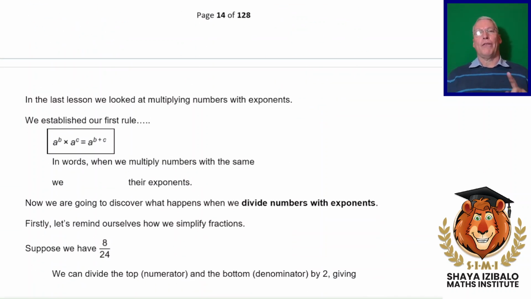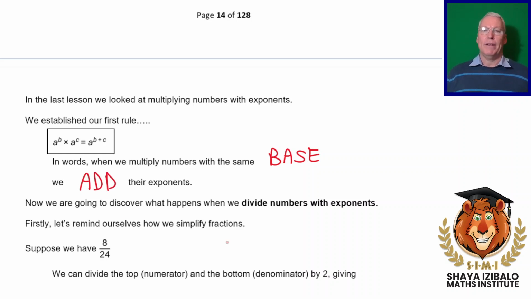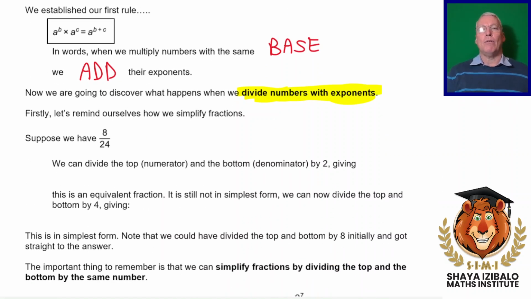Now, what we've got so far is one rule that we worked out for ourselves. We worked out that when we multiply numbers with the same base, we add their exponents. What we're going to look at today is what happens when we divide numbers which have exponents. First we're going to remind ourselves about fractions, which we did last term.